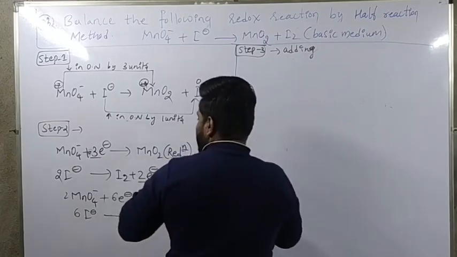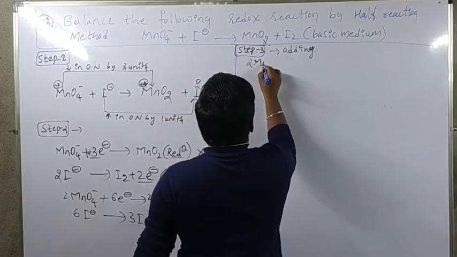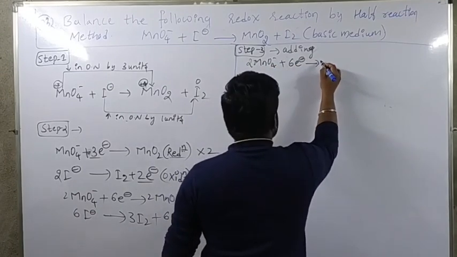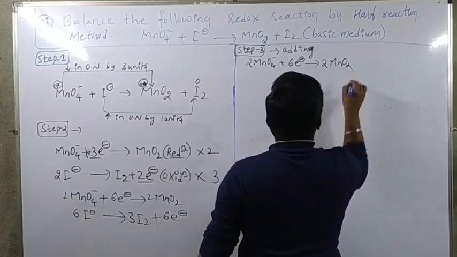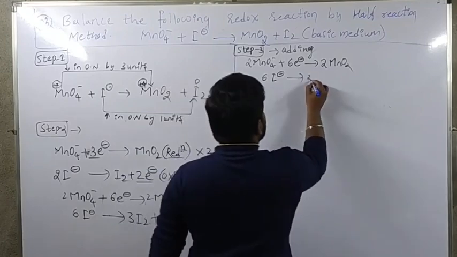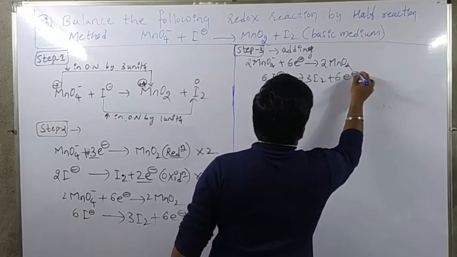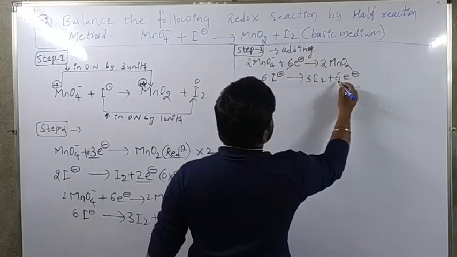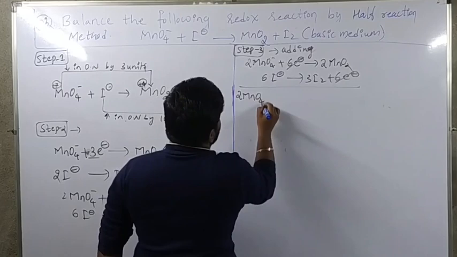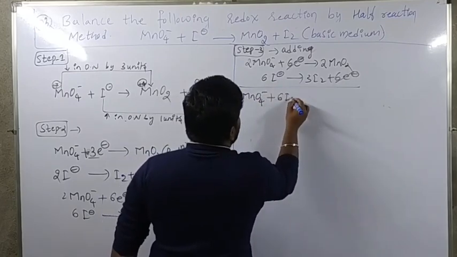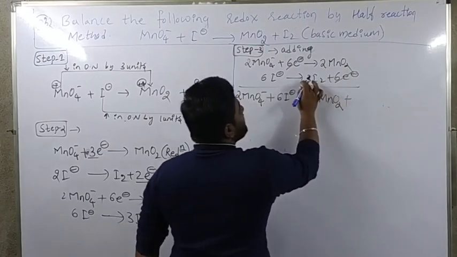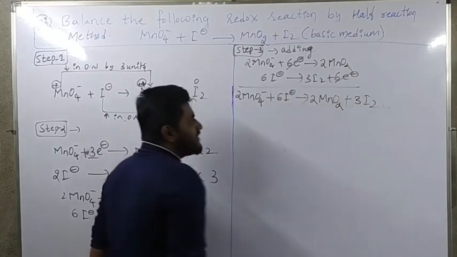See, guys. First I will write again the same thing. 2MnO4⁻ plus 6 electrons gives rise to 2MnO2. Second thing, 6I⁻ gives rise to 3I2 plus 6 electrons. Add it. These electrons get cancelled. What is remaining? 2MnO4⁻ plus 6I⁻ gives 2MnO2 plus 3I2. We are left with this, correct.